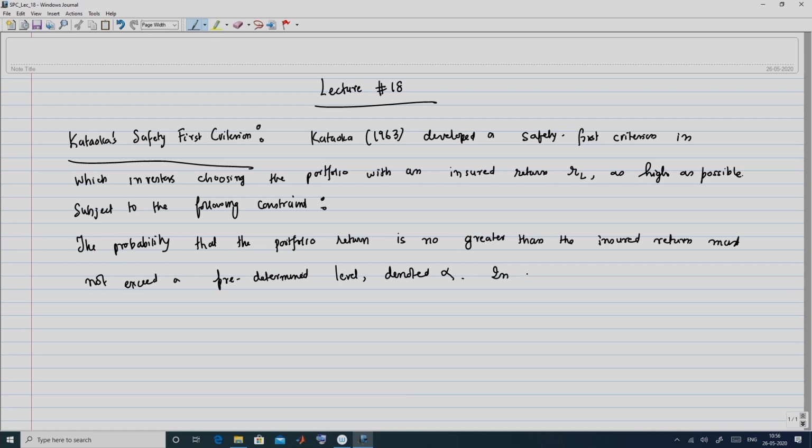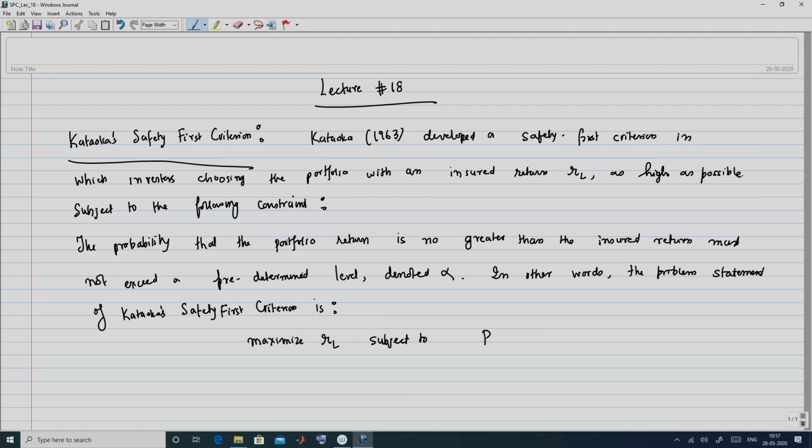So, in other words, let me offer a little bit of clarity in exactly how this translates mathematically. So, in other words, the problem statement of Kataoka's safety first criteria is the following, that you want to maximize RL subject to the following probability, and the probability is that the probability that your RP being less than your RL is going to be less than or equal to some predetermined level denoted as alpha. Okay, so I will explain this in a little more detail as we move along.